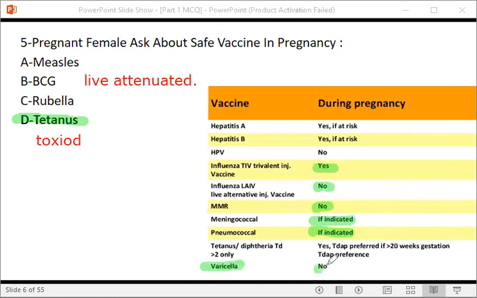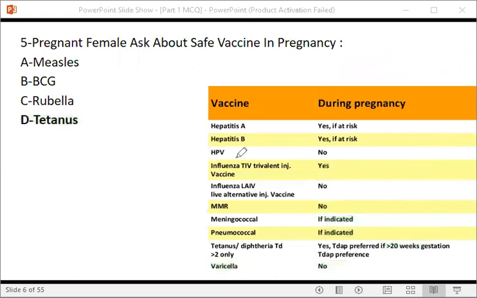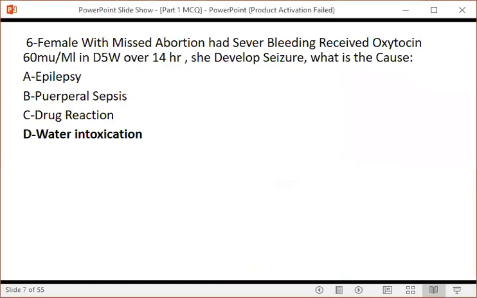Varicella, no, because it is live attenuated. It's preferred to be given as Td. It's preferred after 20 weeks of gestation, but you can still give it to a pregnant mother. Okay, next one.